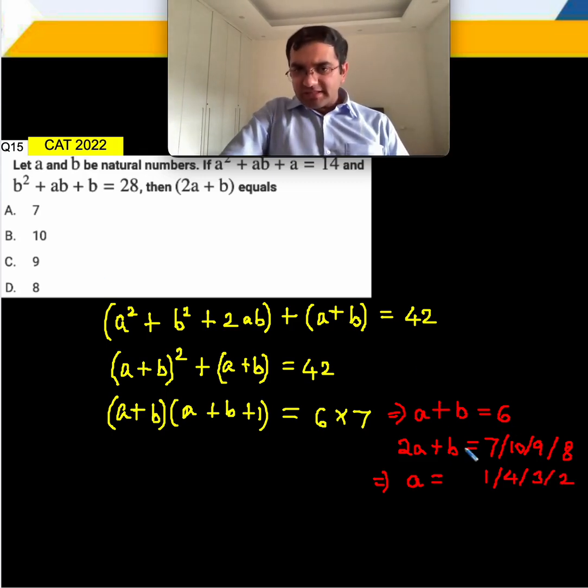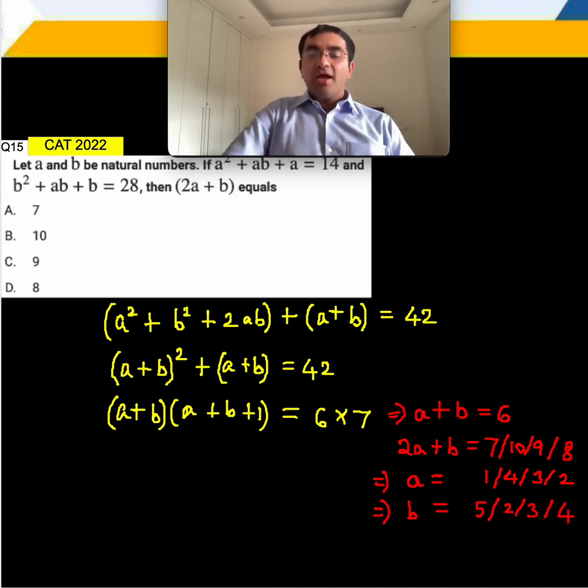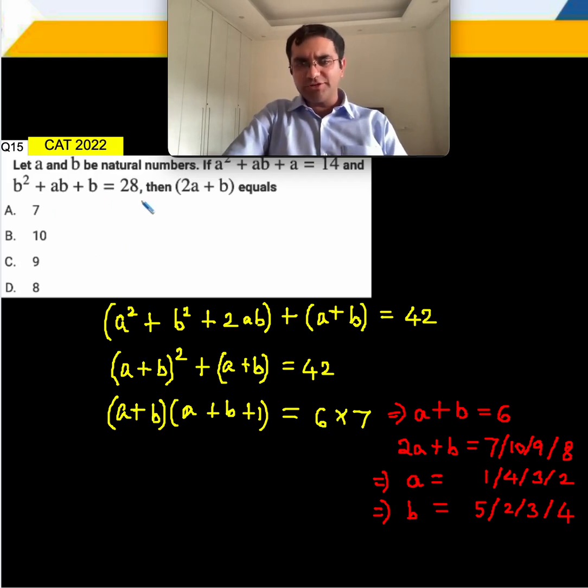a plus b is 6, जिसमें से a आ चुका है, so दूसरा वैल्यू आ जाएगा, which would be b. 6 minus 1 would be 5, 6 minus 4 would be 2, 6 minus 3 is 3 and 6 minus 2 becomes 4. Using all of these values, एक एक करके I will just test it among the options. Let's say for example second equation में b को डालते हैं 5 and a को डालते हैं 1.